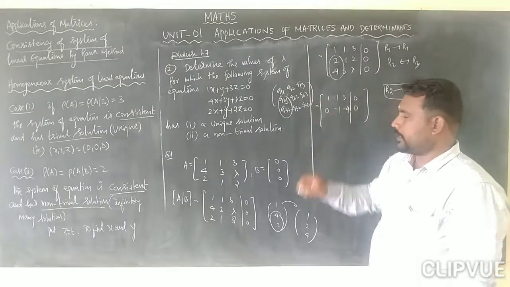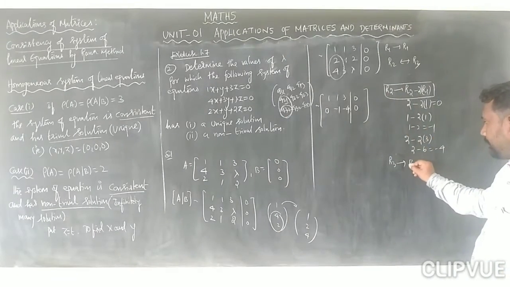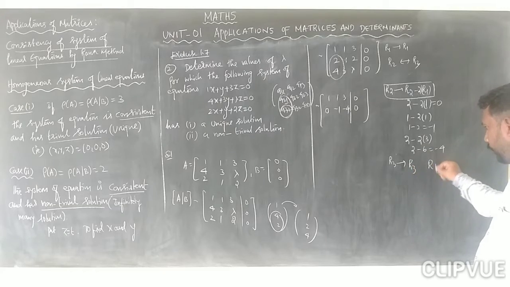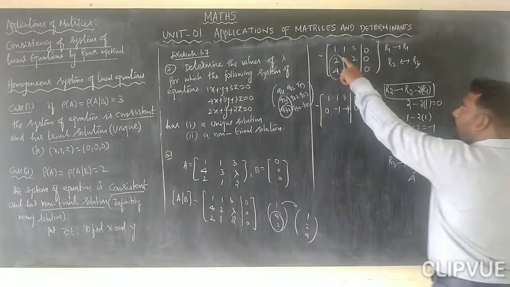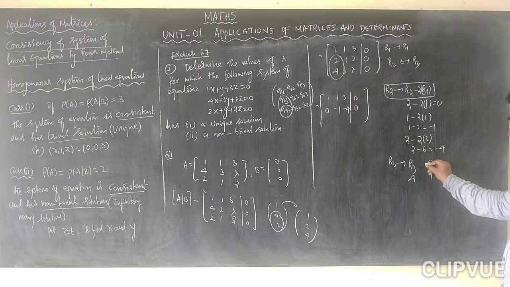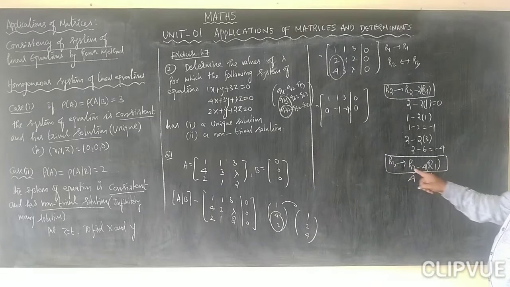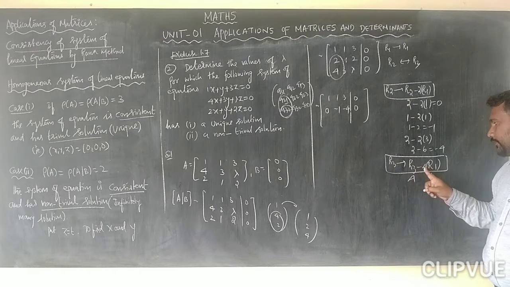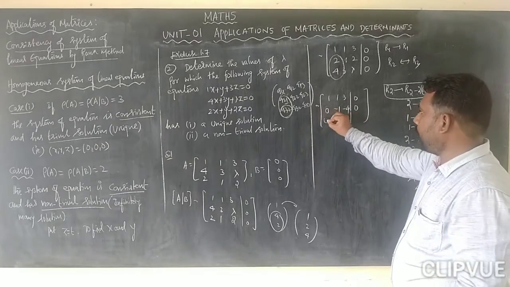Okay. This term, R3 converted to A31. A31 means A31. The R3 value is 4, the R1 value is 1. Therefore, R3 minus 4 into R1, 4 minus 4 equal to 0.